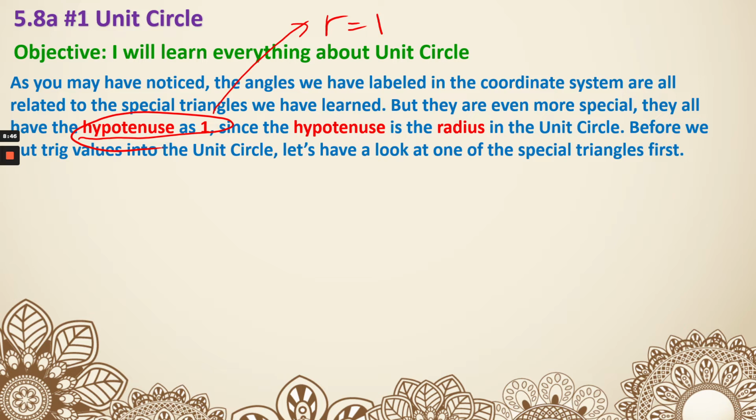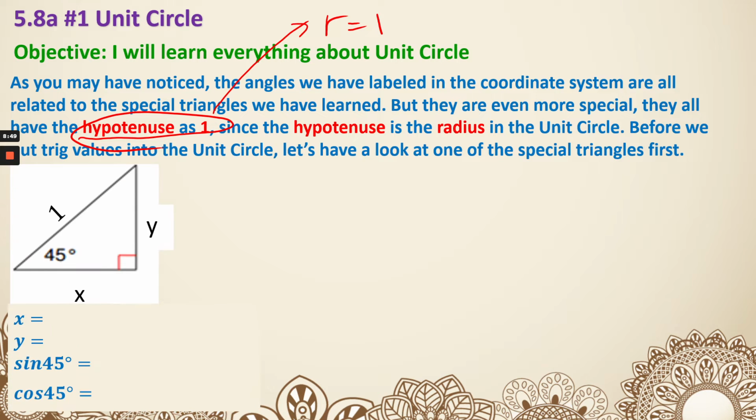Since the hypotenuse is the radius in the circle, before we put trig values into the unit circle, let's have a look at one of the special triangles first. This is the special triangle 45, 45, 90 again. But this time we're going to label the hypotenuse to actually be 1, because inside the unit circle, that side is going to be the radius, which is 1. If that is 1, that means we're going to divide by square root of 2 for the x. That's going to simplify to be square root of 2 over 2. That means my y is going to give you the same answer, square root of 2 over 2. And then the sine of 45 is, so these are the values.